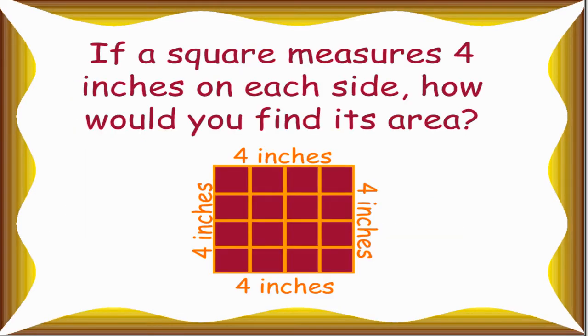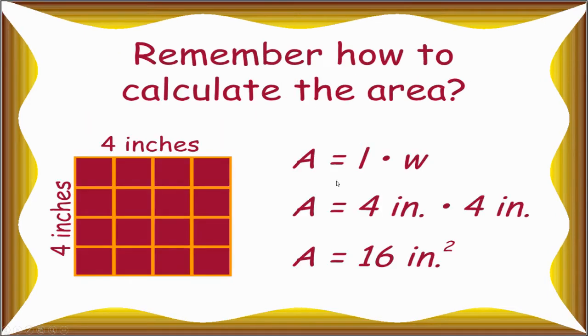If a square measures 4 inches on each side, how would you find its area? As you can see, we have a big square and we divided it into smaller squares, giving us four smaller squares on this side and four smaller squares on this side. When we find the area of a square, we multiply the length and the width. Or actually, we multiply this side to this side.